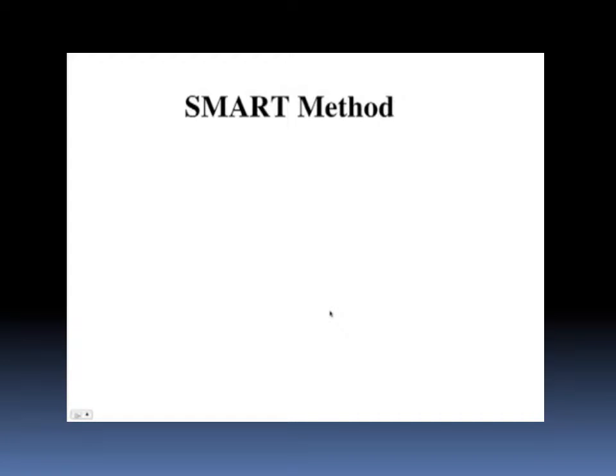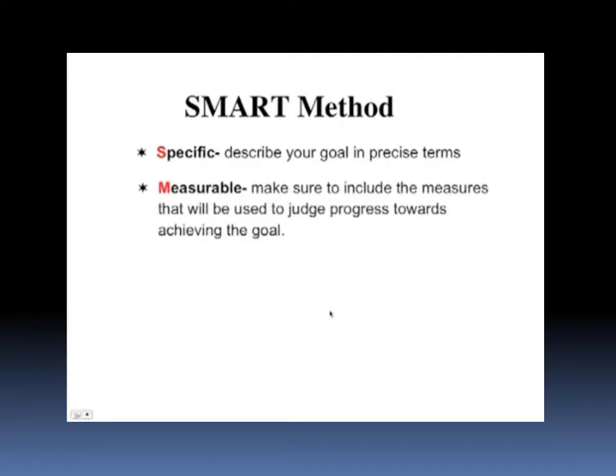One method for remembering what should be in a goal is the SMART method. SMART is nothing more than an acronym to help you remember the parts. S, be specific and describe your goal in precise terms. Measurable, it should be measurable, something that you can either test or students can create a project about.